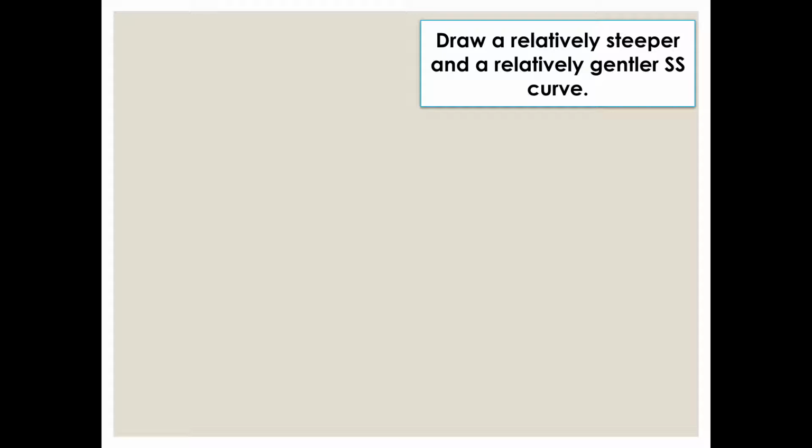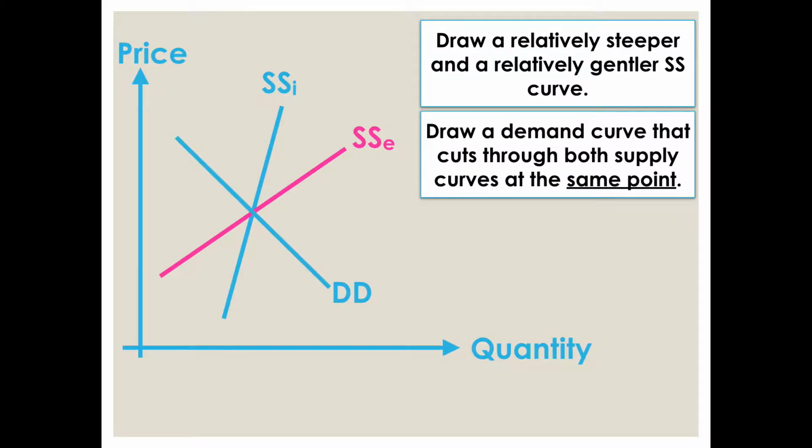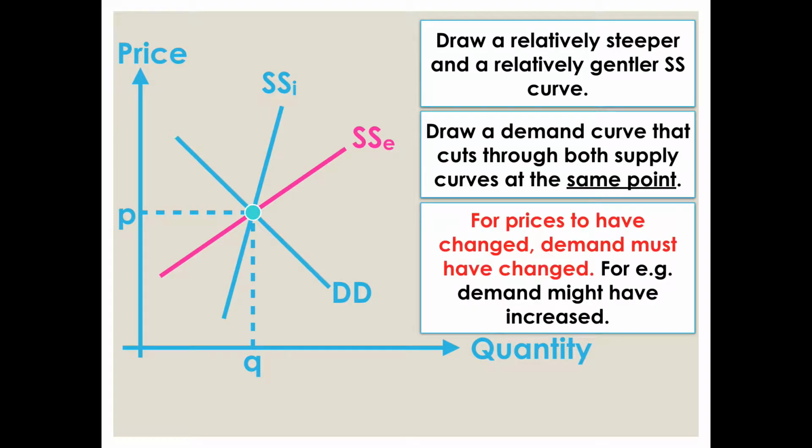So first, we will draw a relatively steeper versus a relatively gentler supply curve like this. So again, you notice that the reason why I'm able to claim that the steeper line represents a more price inelastic supply is because I am drawing it in comparison with another supply curve on the same diagram. Then I will draw a demand curve that cuts through both lines at the same point. Again, I'm doing this so that there is a common start point for comparison. And yes, this is my original equilibrium price and quantity. So for prices to have changed, in this case, demand must have changed. So for example, demand might have increased and shifted to the right to DD prime.